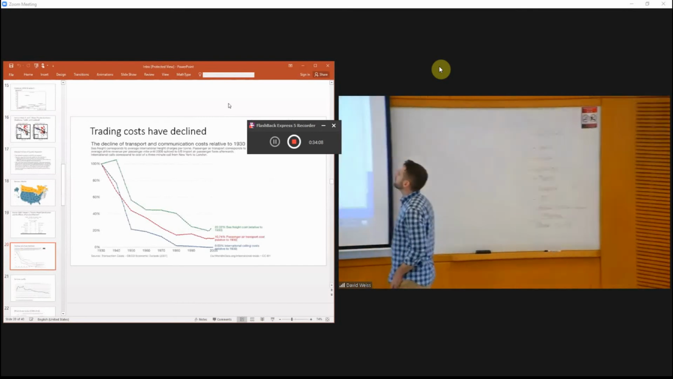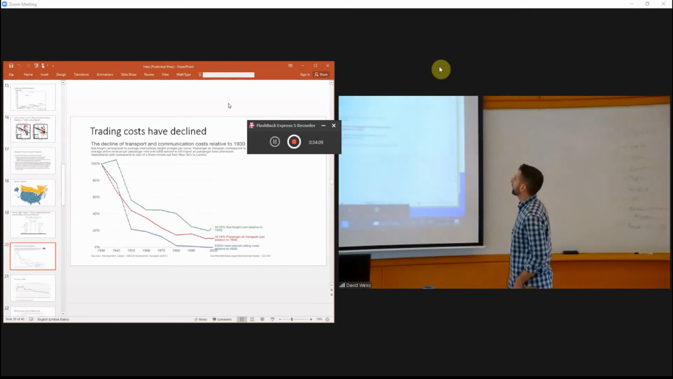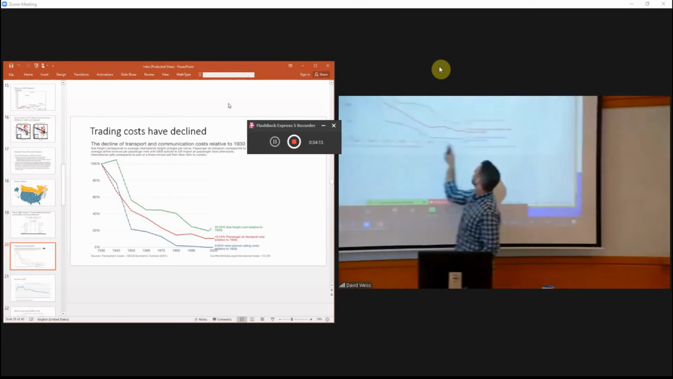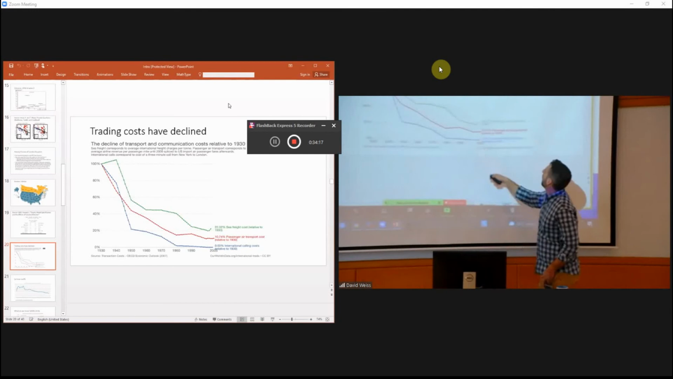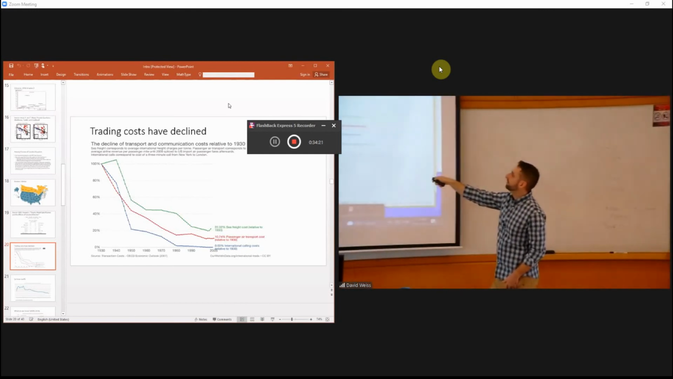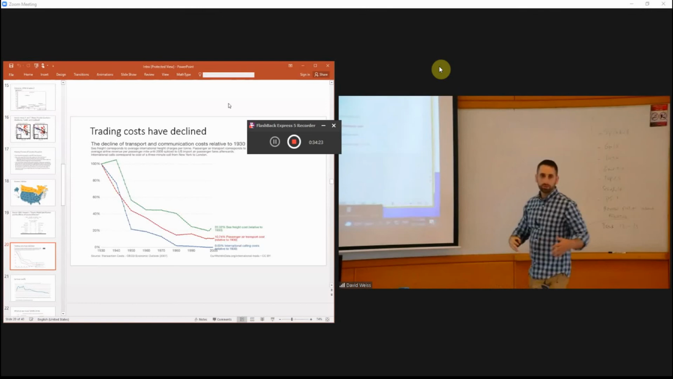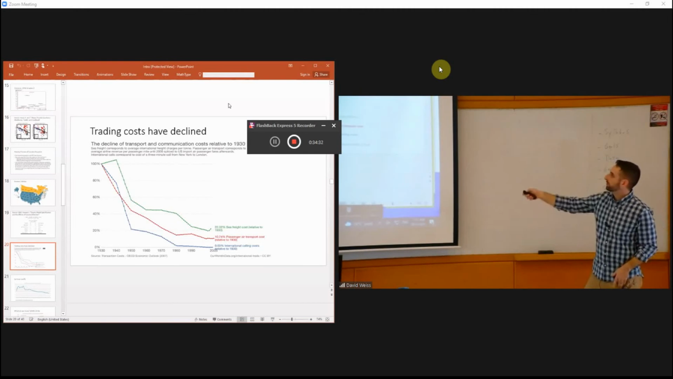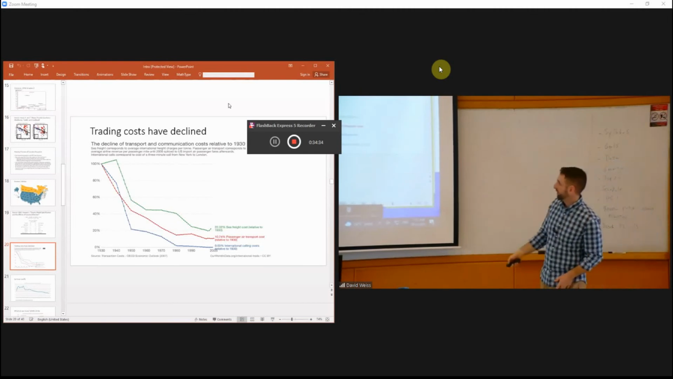Okay. Something that I think you guys probably know without me telling you, but I'm going to tell you anyway, is that trading costs have come down dramatically over time. So between 1930 and 2005, the green line is the cost of moving stuff by sea. These days we have huge, huge container ships, and people are really good at taking these containers on and off the boats in ports. Costs have come down by about 80%.